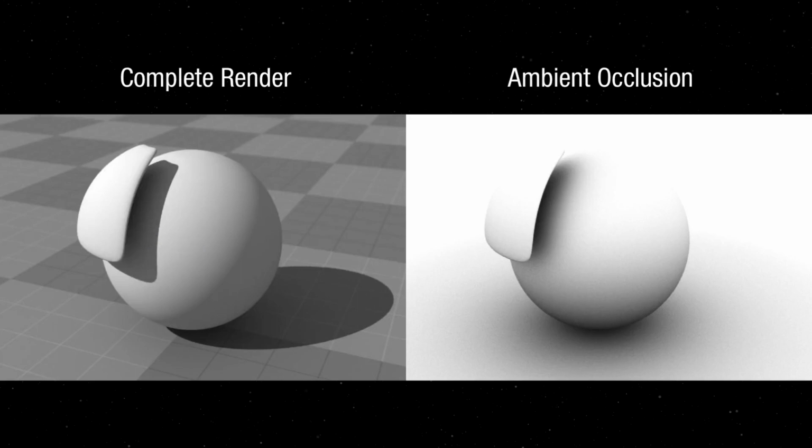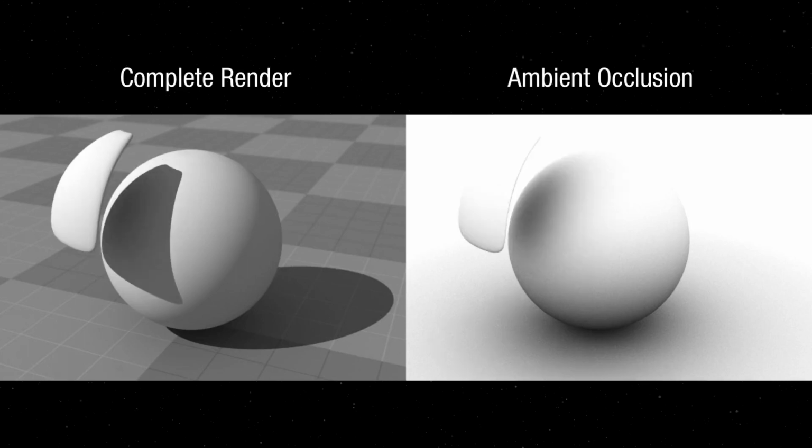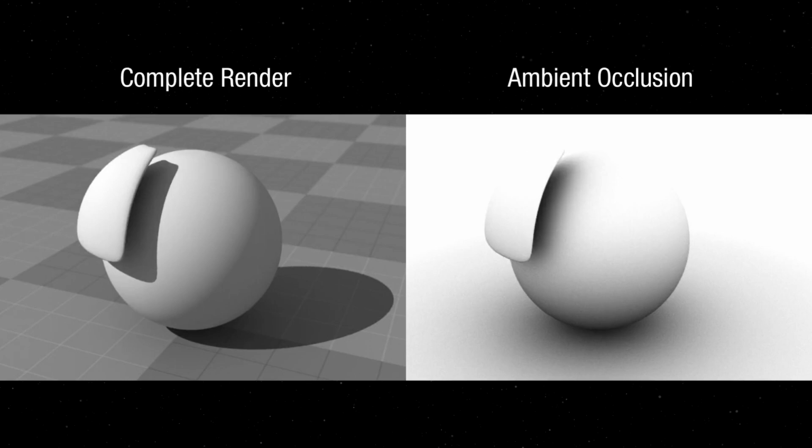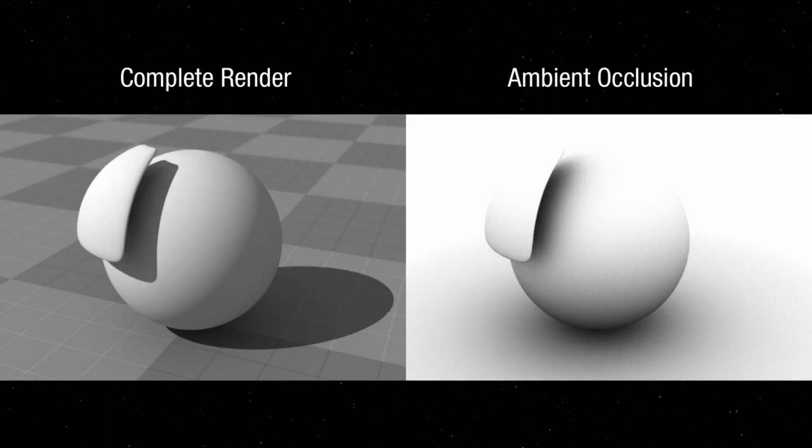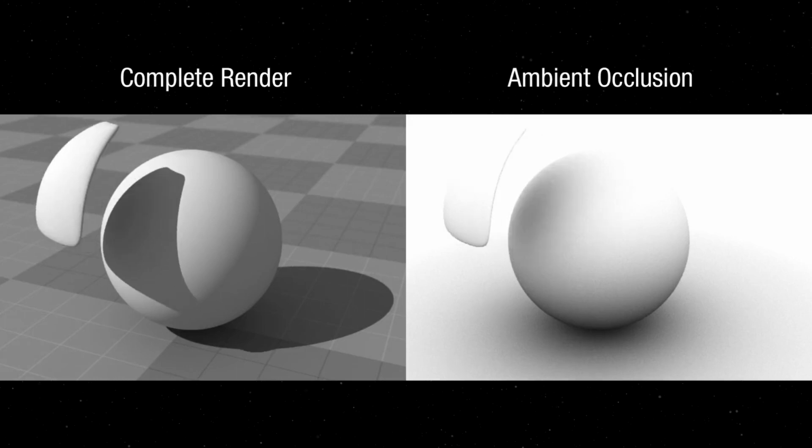Alright, look at the right image. Let's pull the shield further away. Did you see how much softer it got? This is the principle. The closer two surfaces are to each other, the darker and sharper the occlusion shadow. The further away two surfaces are from each other, the lighter and softer the occlusion shadow.